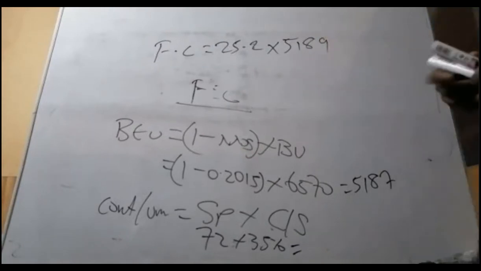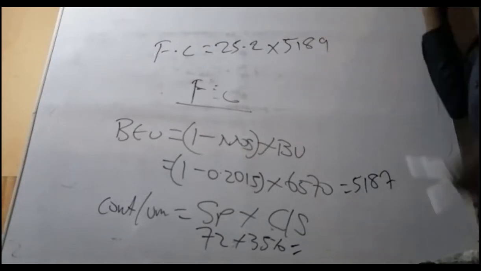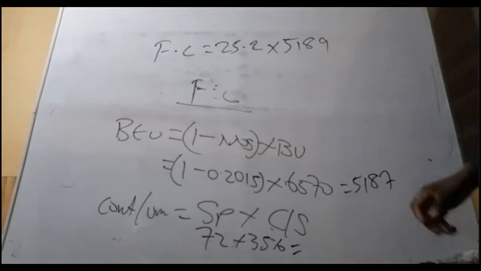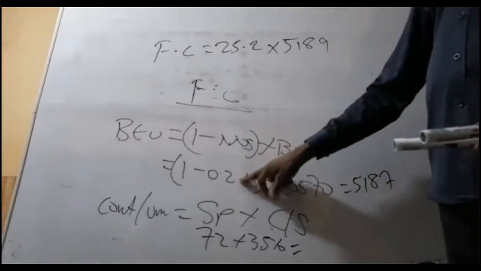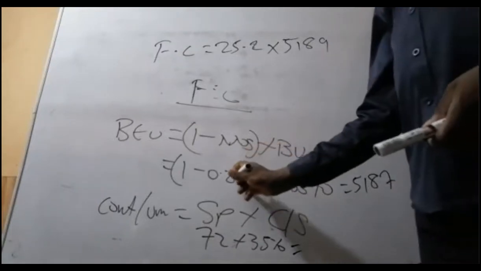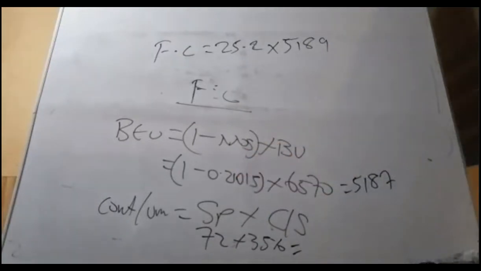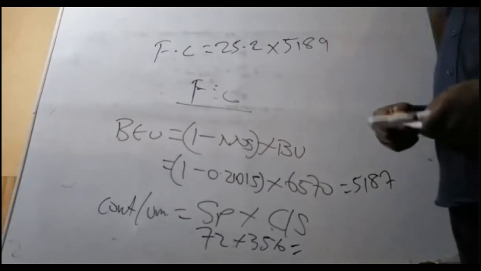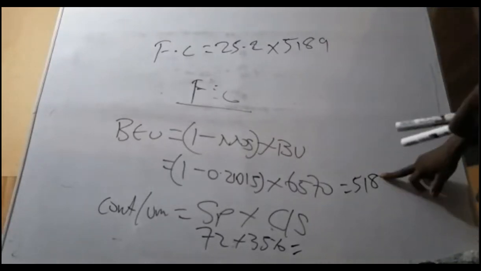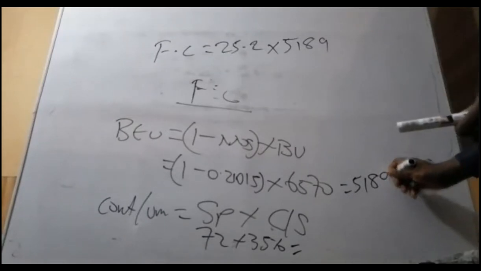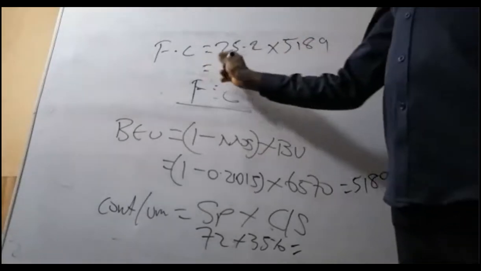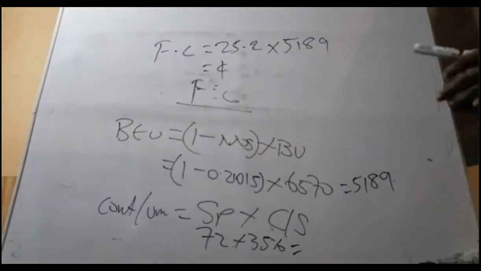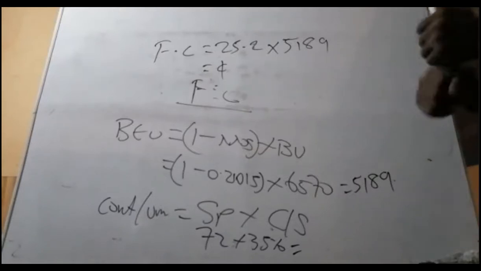5189. 81 or 87. 89 and 87. Okay. So that is it. So it's 89. Good. So it's 89. So finally, for the fixed cost, multiplying these answers together, then you get the fixed cost.